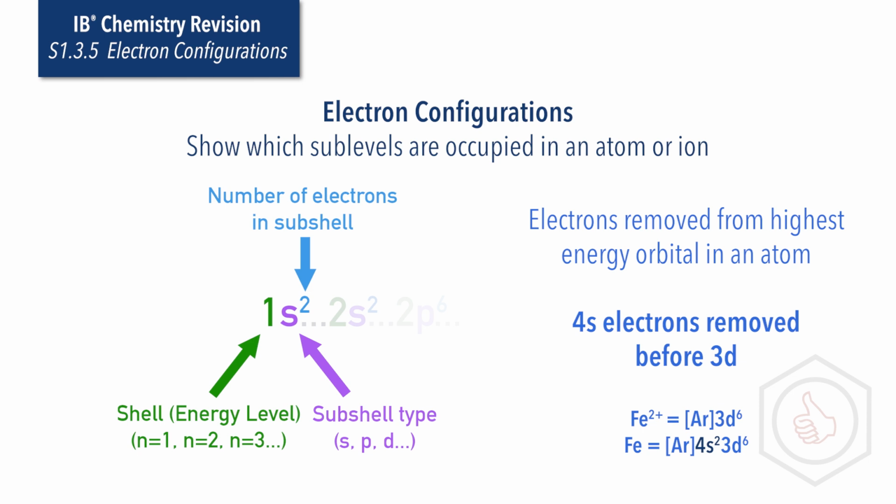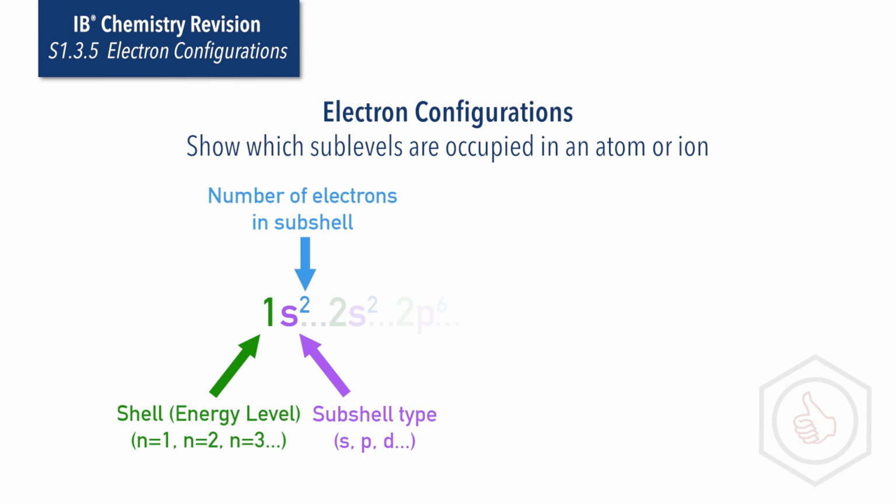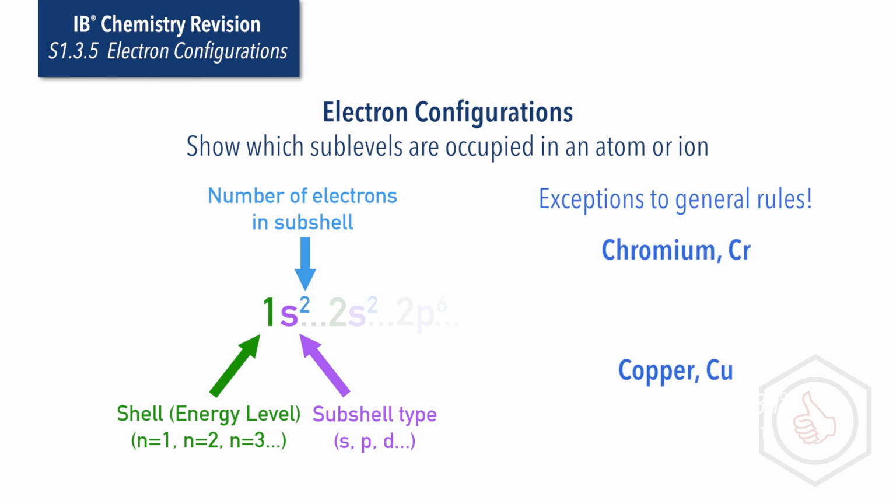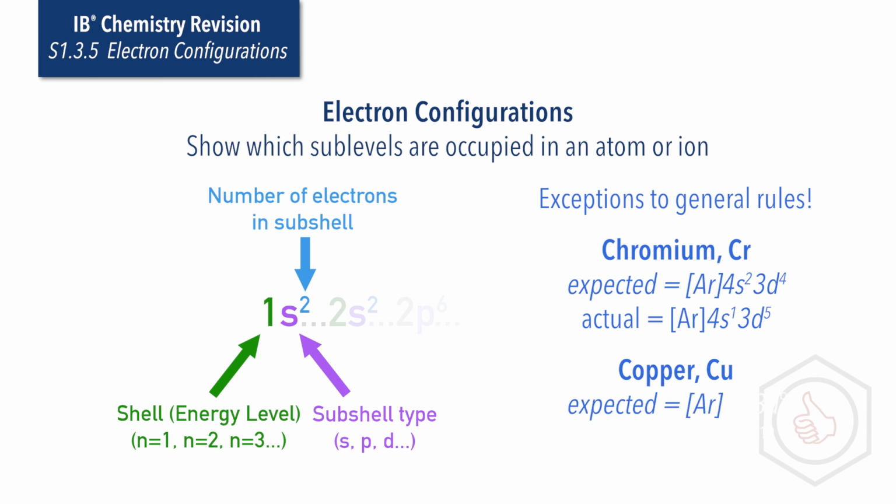These are all just general rules, however, and there are some exceptions. 2 important exceptions to memorize and know at this level are chromium and copper. Chromium has an expected electron configuration of [Ar] 4s2 3d4, but the actual electron configuration is [Ar] 4s1 3d5. Copper has an expected electron configuration of [Ar] 4s2 3d9, but the actual electron configuration is [Ar] 4s1 3d10. The chromium and copper exceptions occur due to the added stability of half-filled and fully filled d orbitals.